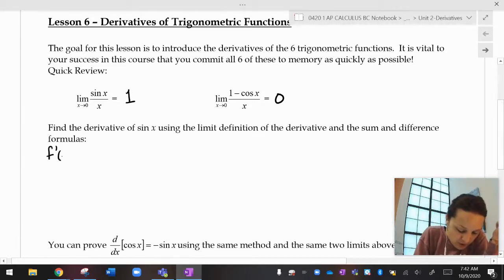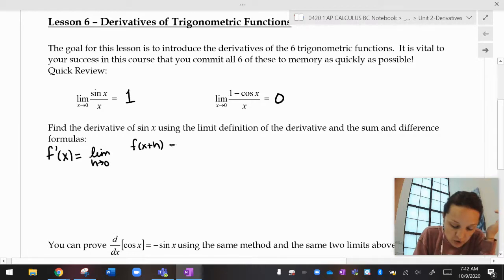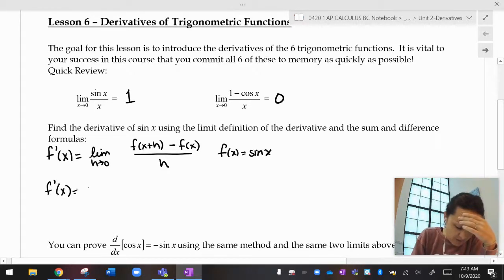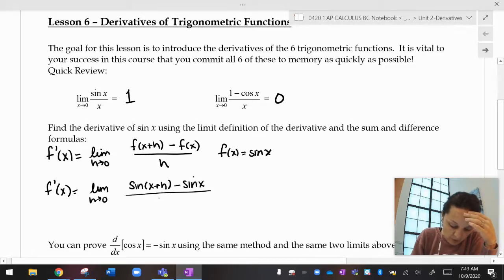So the limit definition of the derivative is the one that says f prime of x is equal to the limit as h approaches 0 of f of x plus h minus f of x all over h, because that's really delta y over delta x. So if I want to find the derivative of the sine function, I'm going to call the sine function f of x. So f prime of x is equal to the limit as h approaches 0 of sine of x plus h minus sine x all over h.